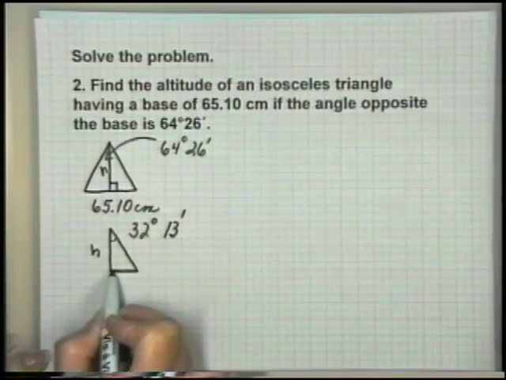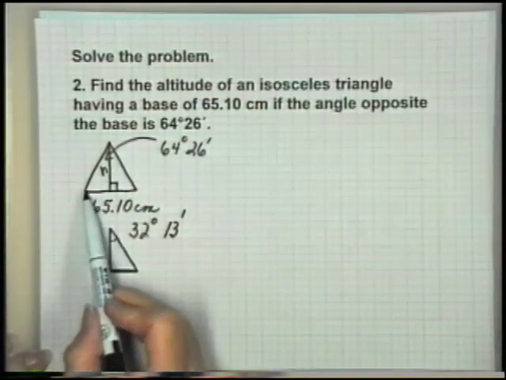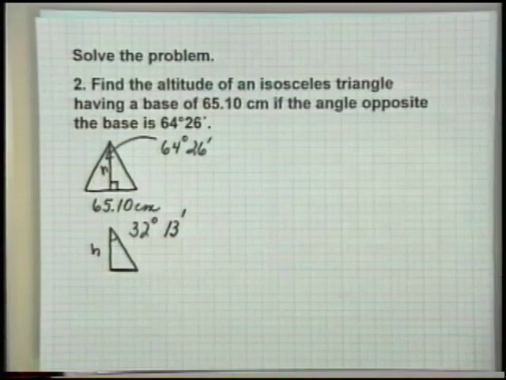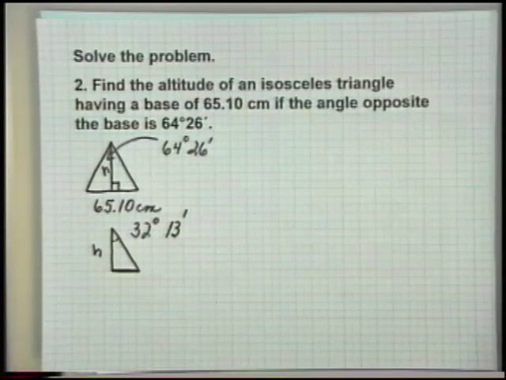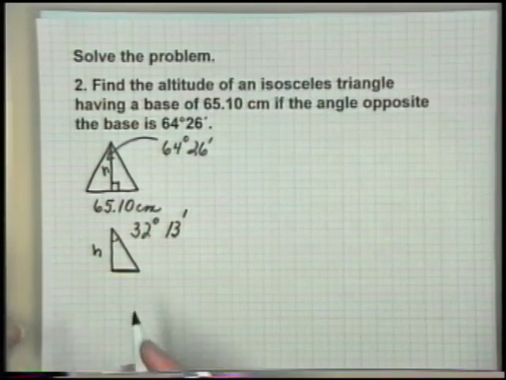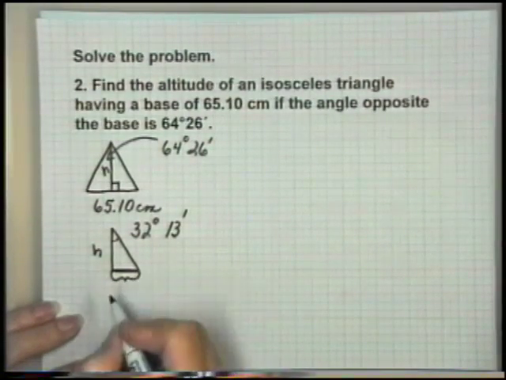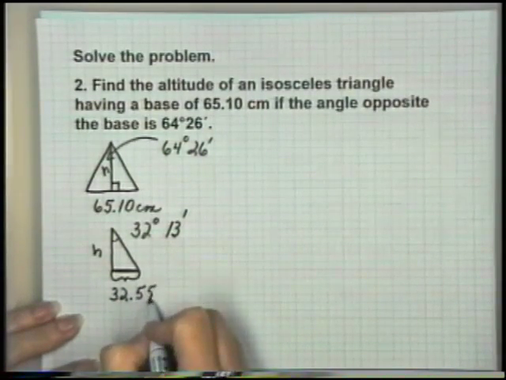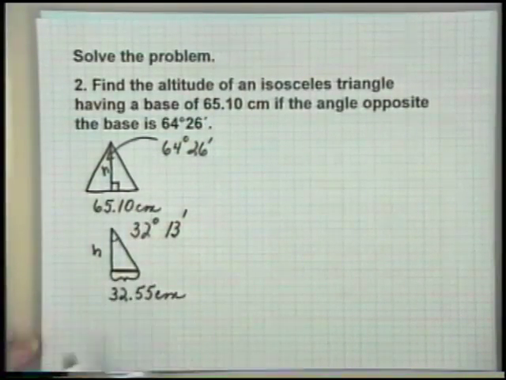And the other thing we need is the length of this leg right here, which, since that altitude bisects that base, it will be half of 65.10. So just take this 65.10 and divide it by 2, and we find that the length of this leg is 32.55 centimeters, and of course, since this is 4 significant digits, we want that to equal 4 significant digits.